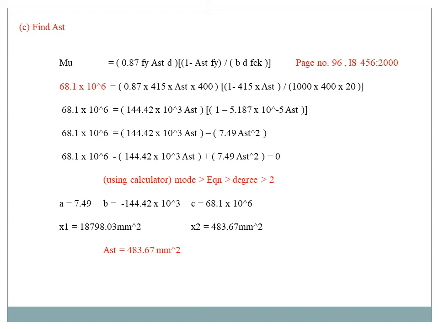This one is in equation form. So using the calculator, go to mode, then equation, then degree. This is a second order equation; sometimes it will be third order, and then you click the third order option. Now it is of the second order. So a is equal to 7.49, b is equal to minus 144.42 into 10 power 3, then c is equal to 68.1 into 10 power 6. So c is the constant. Then we got the two answers, x1 and x2. Take the least value. So 483.67 mm square is the least value. So AST is equal to 483.67 mm square.